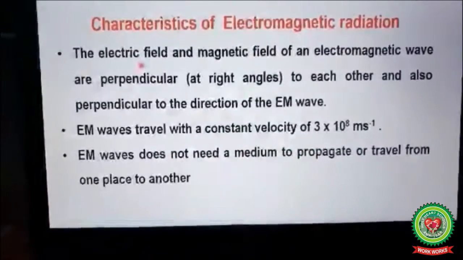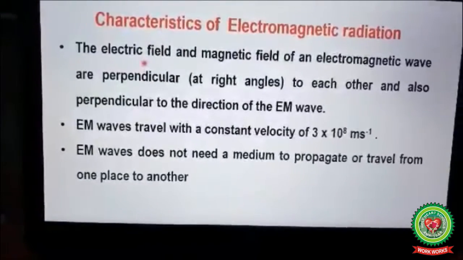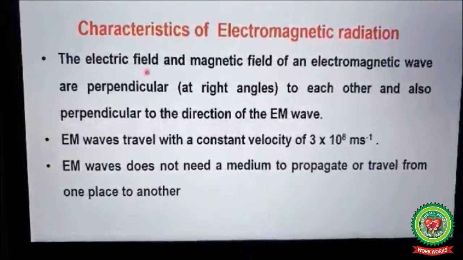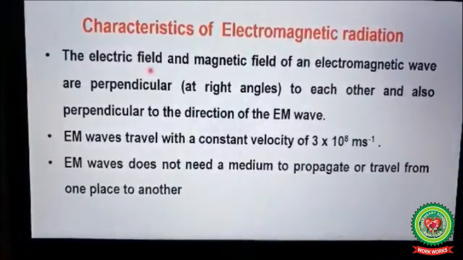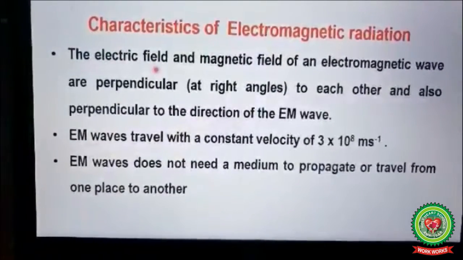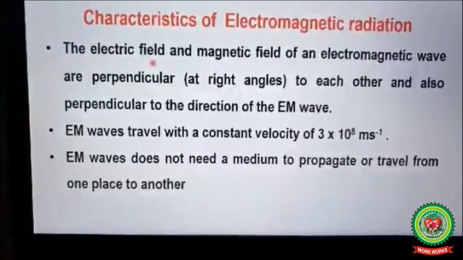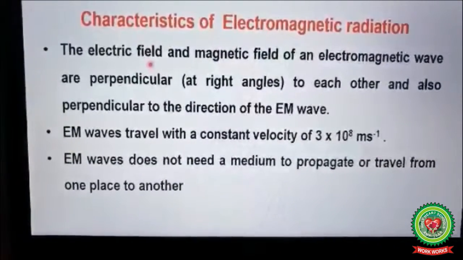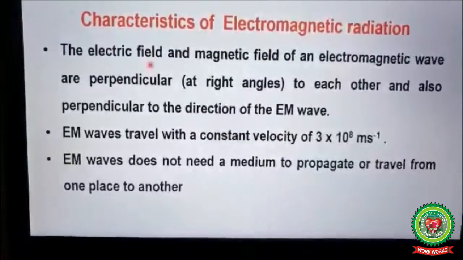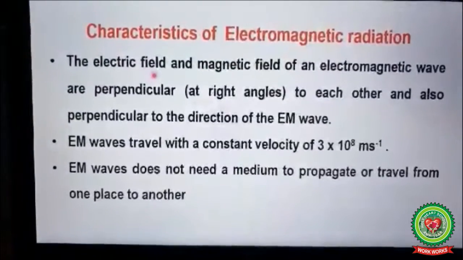Now the next point: let me study the characteristics of electromagnetic radiation. The first point we have already discussed: the electric and magnetic fields of an electromagnetic wave are perpendicular to each other, and also perpendicular to the direction of the electromagnetic wave. The second point to keep in mind is that electromagnetic waves travel with a constant velocity, that is 3 into 10 to the power 8 meters per second. If we take it in centimeters, it will become 10 to the power 10. So we need to keep this value in mind because we will be using it in various numerical problems.